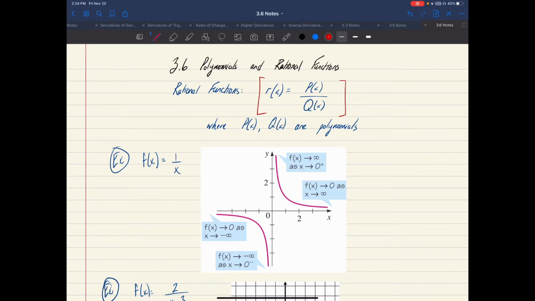So if we look at this first example, f of x equals 1 over x. The numerator is a polynomial. It's of degree 0. And the denominator is a polynomial of degree 1. So we really have like 1x to the 0 over x to the 1. We just don't usually write any of those things. So the most basic of these is 1 over x.